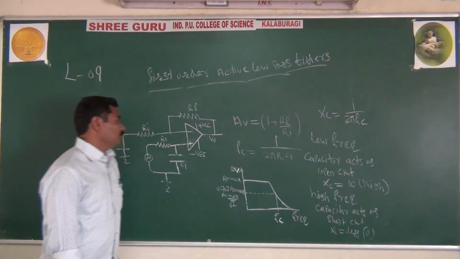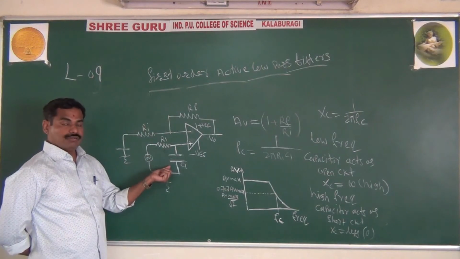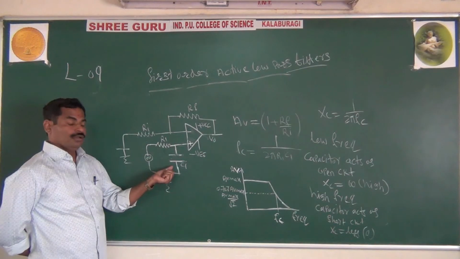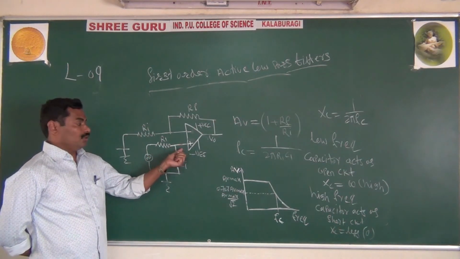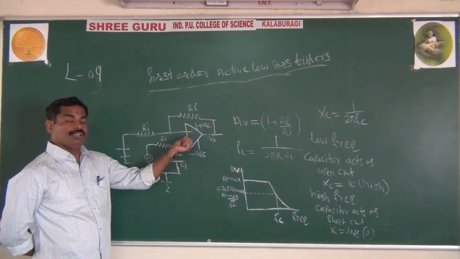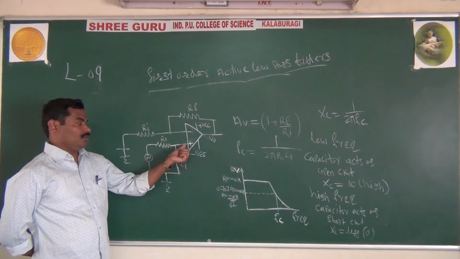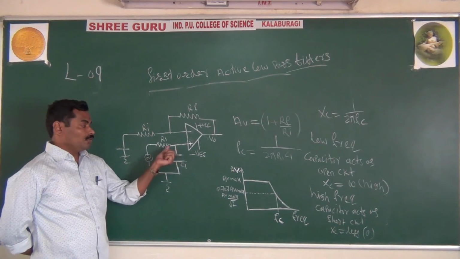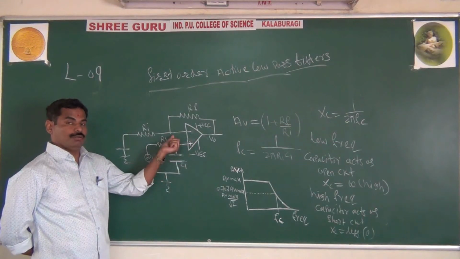And as usual, you are applying an R and C filter. You are considering the RC low pass filter. The output of the RC low pass filter acts as an input for the non-inverting terminal of your operational amplifier.